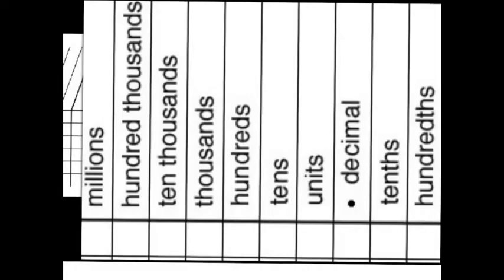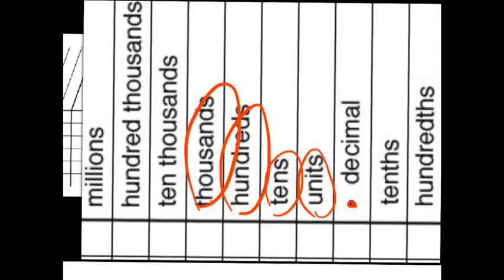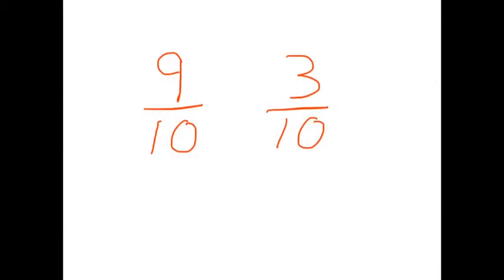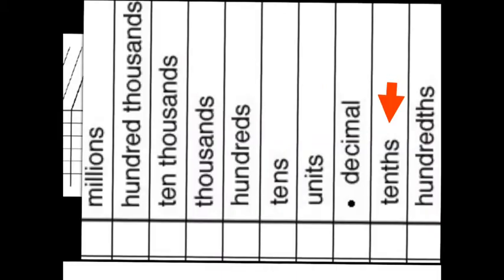So another thing you can do is just think about place value, where you have your ones, tens, hundreds, thousands. You have your decimal point, and then on the other side of the decimal point, you have your tenths, hundredths, and it keeps going, thousandths. So you'd read these two fractions as 9/10 and 3/10. So if you take 9/10 and you just plug in the 9 in the tenths place, it'd be 0.9 or 9/10.